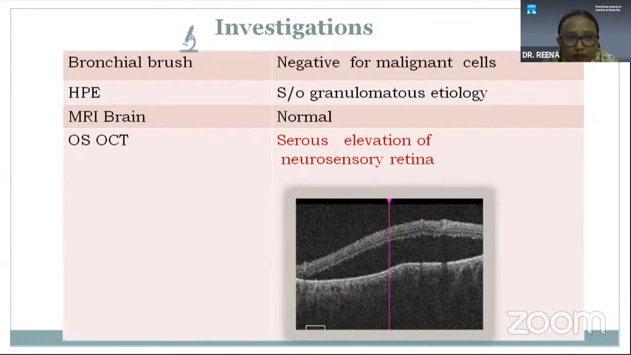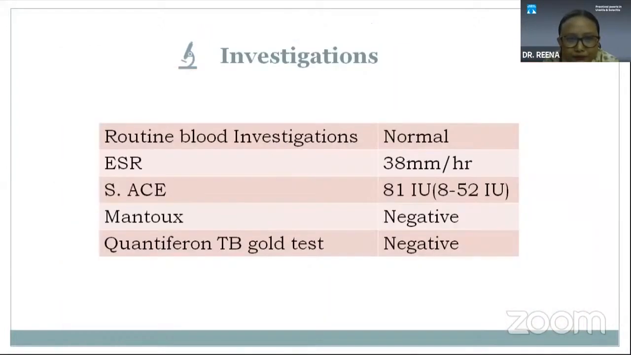On further investigation, we did a bronchial brush and it was negative for malignant cells. HPE of the lymph node showed granulomatous etiology. MRI brain was normal. And on OCT, there was a serous elevation of the neurosensory retina. Further investigations revealed that the blood routine investigations were normal. The ESR was slightly raised, and serum ACE level was raised at 81. However, Mantoux and QuantiFERON TB Gold tests were negative, ruling out tuberculosis.